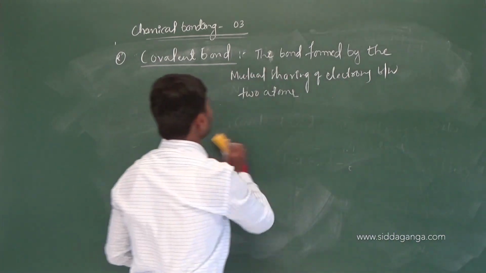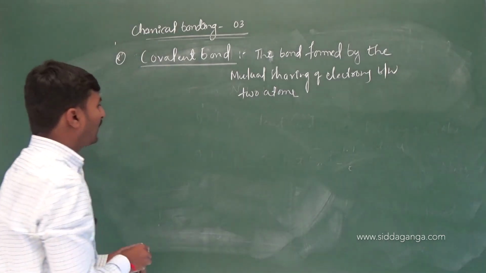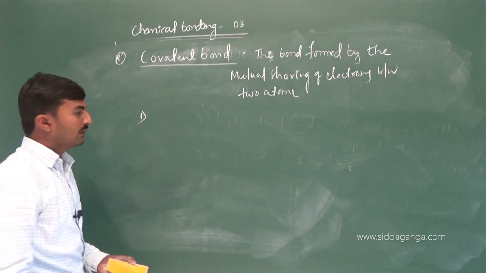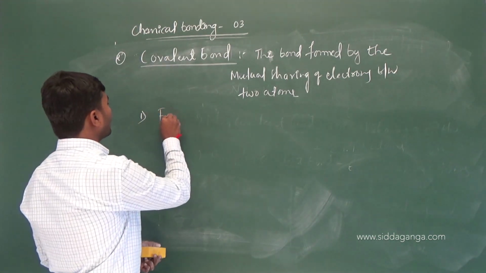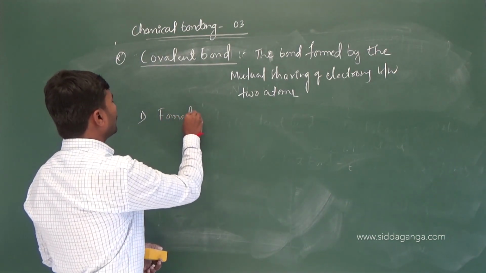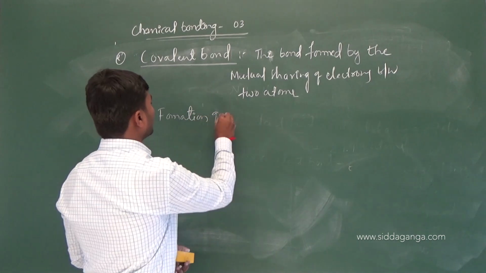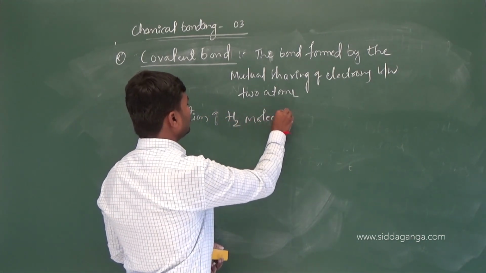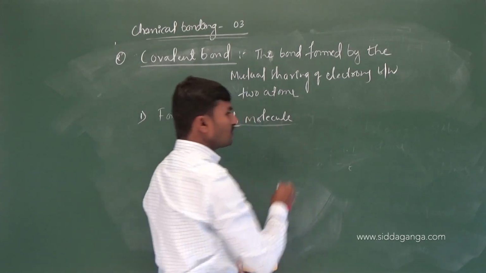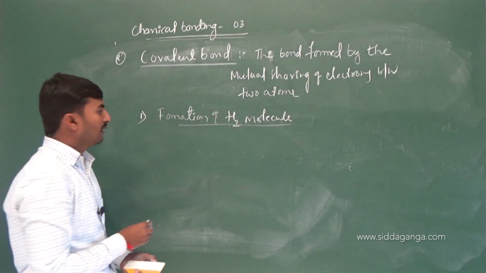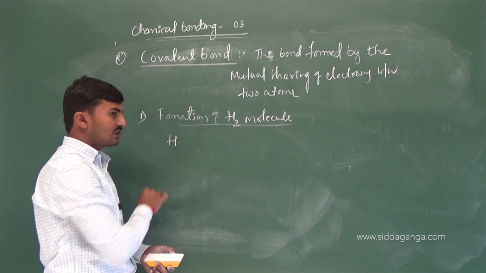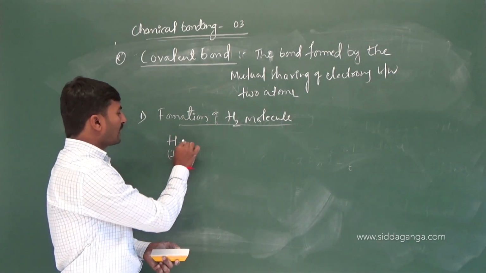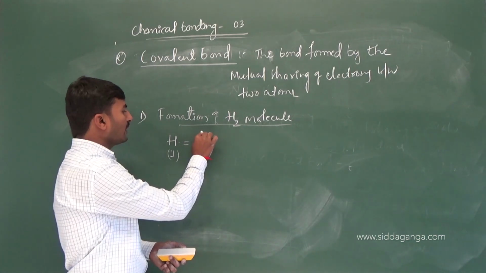Okay, what are the examples of this covalent bond? How is this covalent bond going to be formed? First one, formation of the H2 molecule. Okay, H2 molecule ಹೇಗೆ ಫಾರ್ಮೇಷನ್ ಆಗುತ್ತೆ? Okay, consider a hydrogen atom. Okay, the atomic number of hydrogen is what? 1. It has the configuration 1s1.